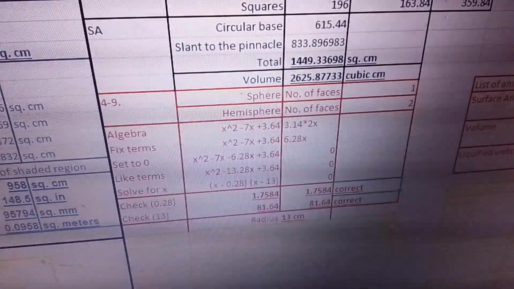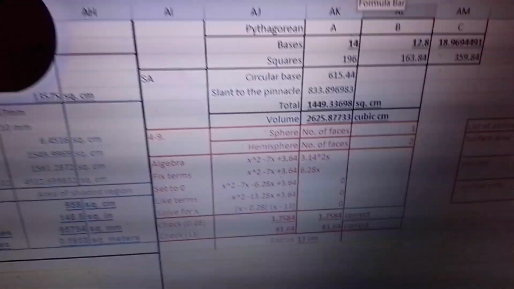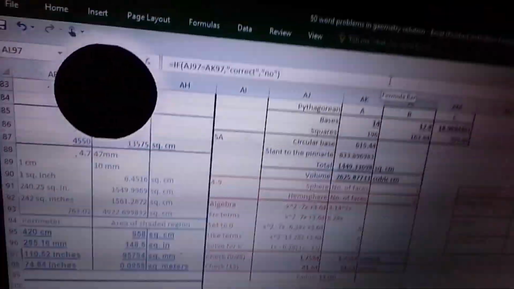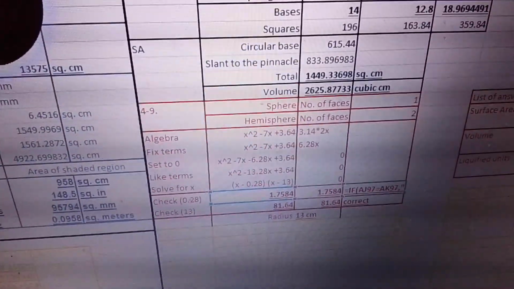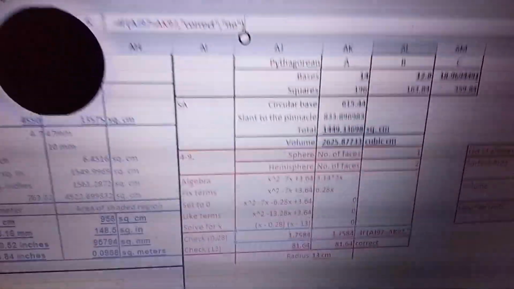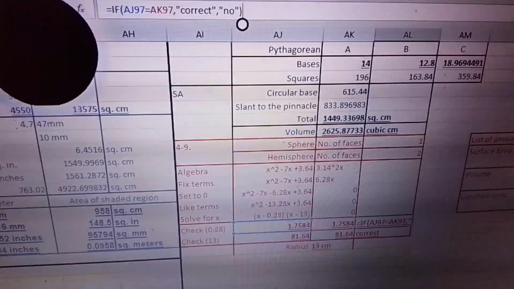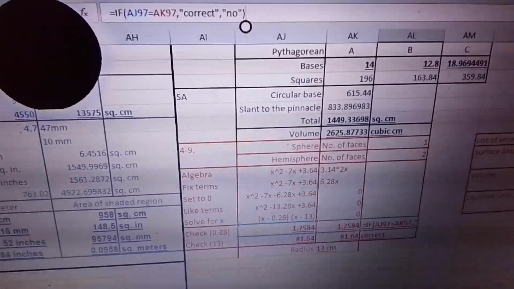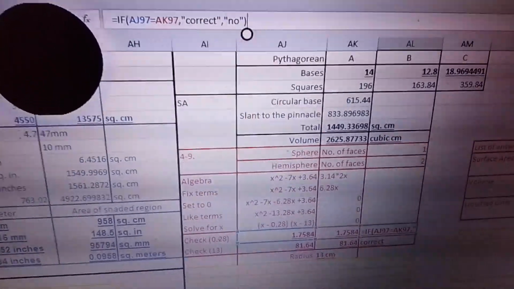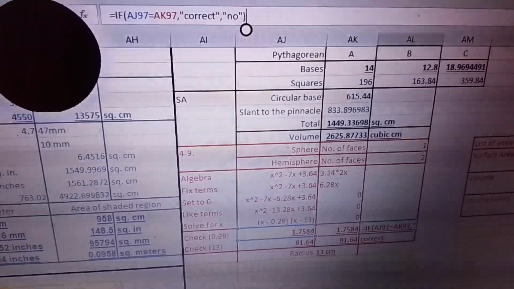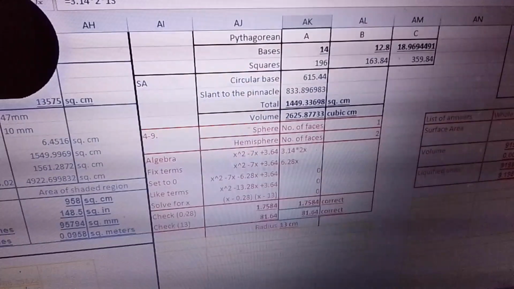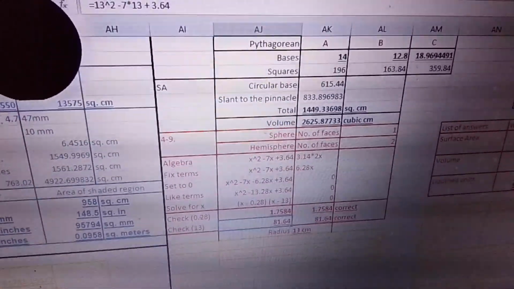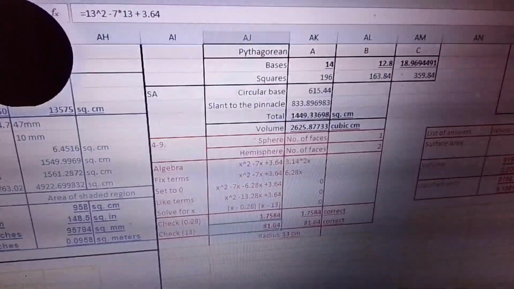The one on the right stands the if formula. If both of them are correct, ganito yung formula na ginawa ko. If this one is equivalent to this one, then click the cell that you want, AJ97 is the same with AK97, correct or no? And if it's correct, I say correct. And it is correct. On the other hand, we got 81.64 because of 13 squared.